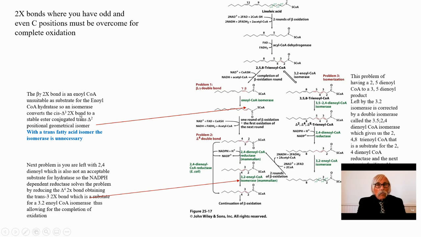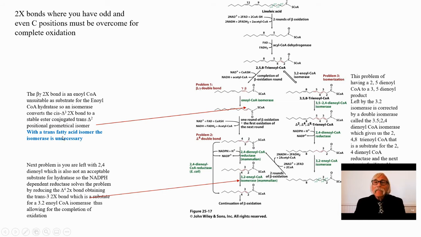So an isomerase has to convert the cis delta 3 double bond, that's shown right there, to a stable ester conjugated trans delta 2 positional and geometrical isomer, right? So you've got this double bond in the 3 carbon position, and you have to put it into this delta 2 positional geometrical isomer. And that's what's right there. It's a trans double bond, okay?